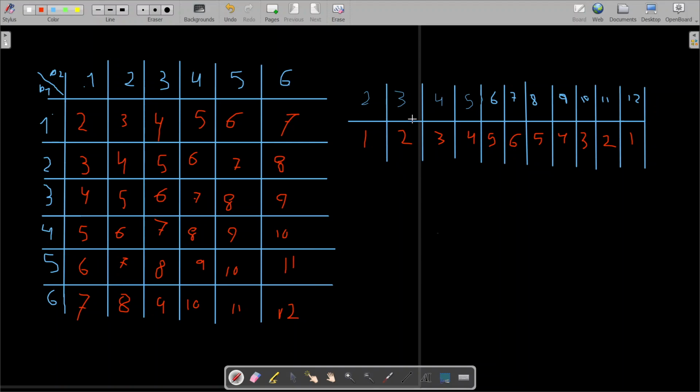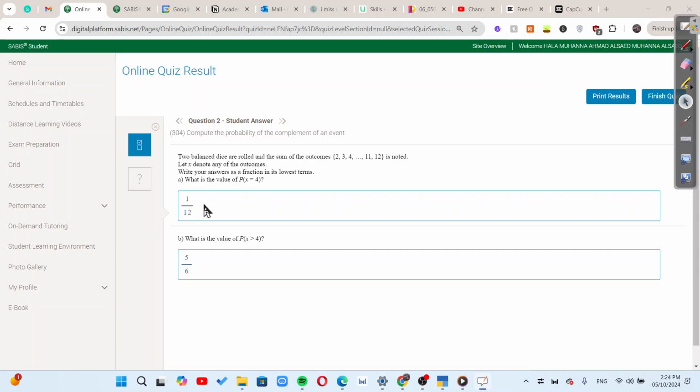They're asking how many times you get the number 4. You get it 3 out of the 36 times. You're going to ask me, why 36? It's because you have 2 dice and each die has 6 faces. 6 times 6 means you can get 36 outcomes. Now we simplify this. You get 1 over 12.